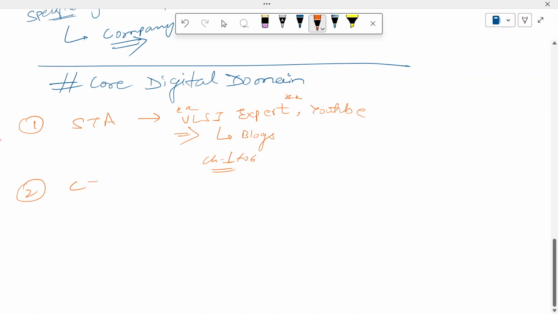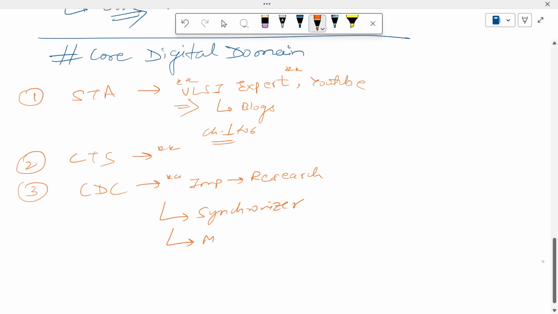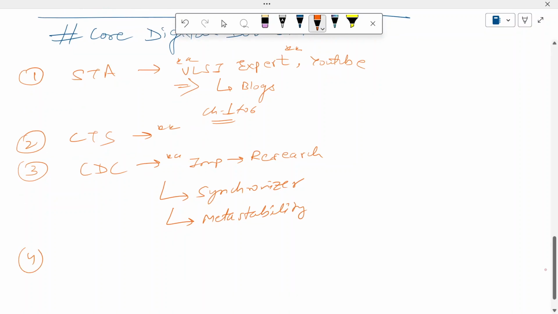Then is your clock-based synthesis. It would be an added advantage if you know about this. Otherwise, there's no need. Clock domain crossing is an important topic. There are some research papers associated with it. It consists of the synchronizer. You must know the metastability topic as a part of it. You must be familiar with these topics before you head on to your digital domain profile.